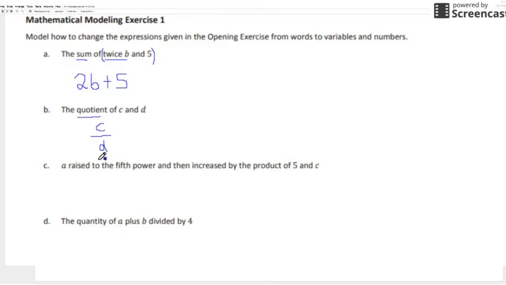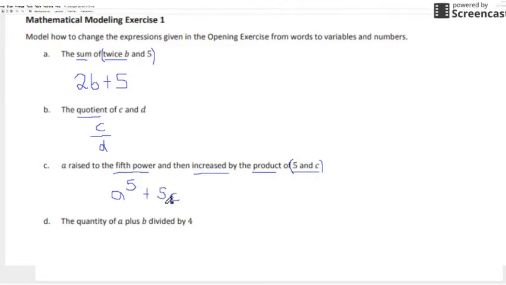It says A raised to the fifth power, so remember, fifth power, and then increased by the product of 5 and C. So this one, remember, we have to multiply this together before we do the addition. So let's go through this again. A raised to the 5th power, so that's our exponent. Increased means we're adding. The product of 5 and C, so 5 times C. Now remember, we don't use the X anymore because we're talking about variables.